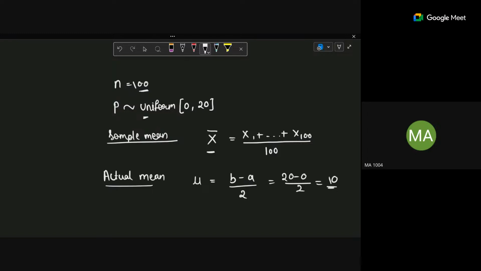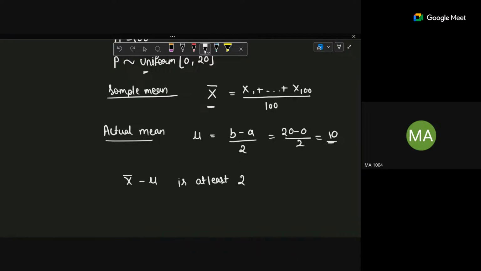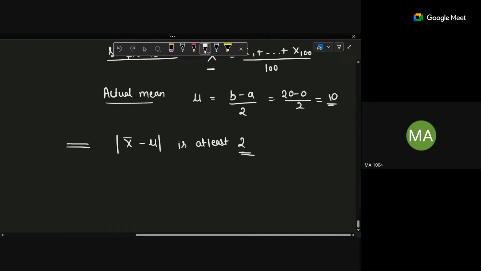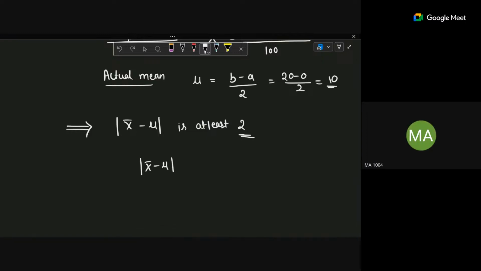The sample mean will be at least 2 away from the actual mean. That means the difference between x bar and mu, the modulus of x bar minus mu, is at least 2. How do you write this statement mathematically? Modulus of x bar minus mu is at least 2.